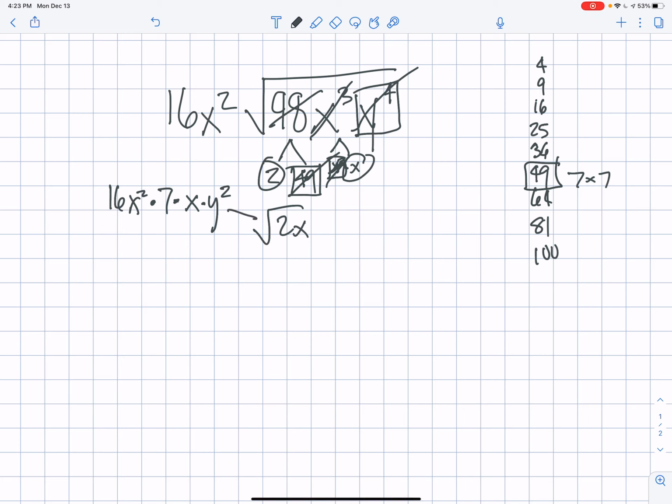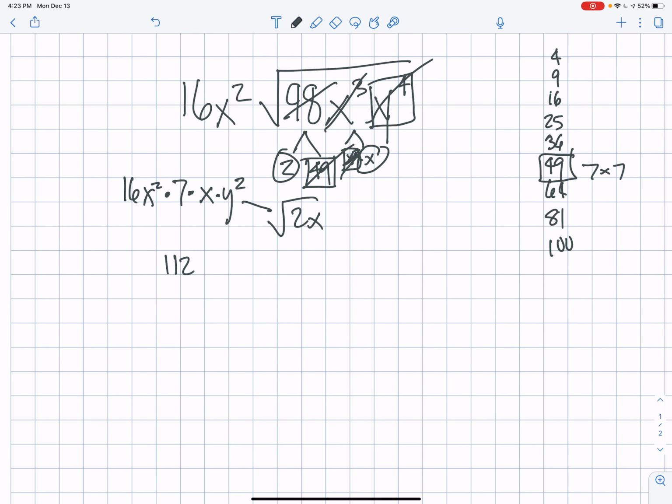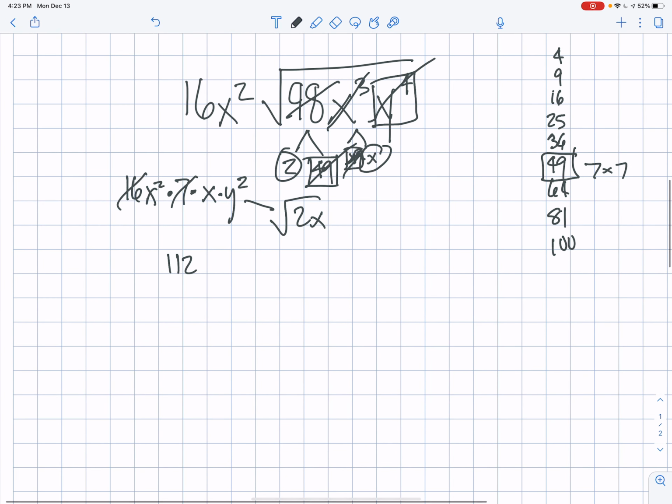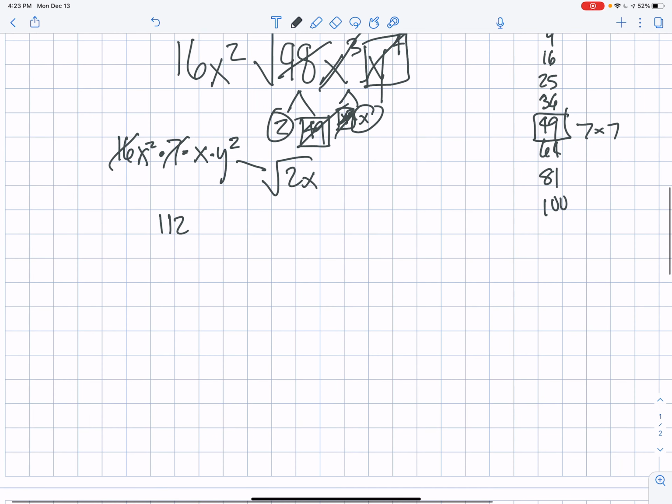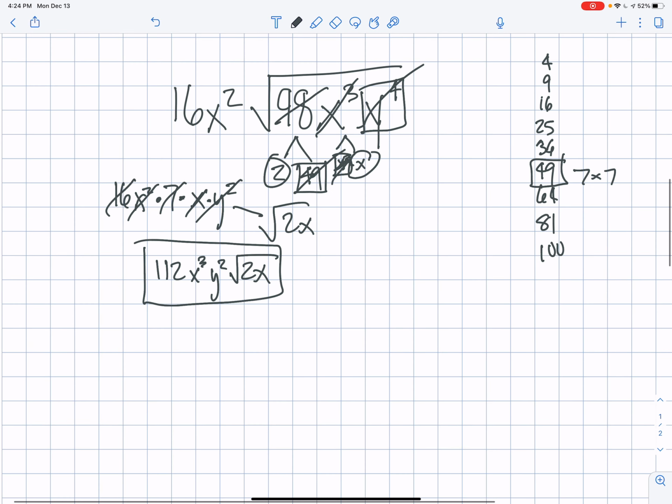So the final answer, 16 times 7, is 112, I think. 6 times 7 is 42. 7 times 1 is 70. And 42 plus 70 is 112. x squared times x is x to the third power. And then y squared. So I've got these taken care of. All of that times the square root of 2x. So that is my simplified version of that expression.